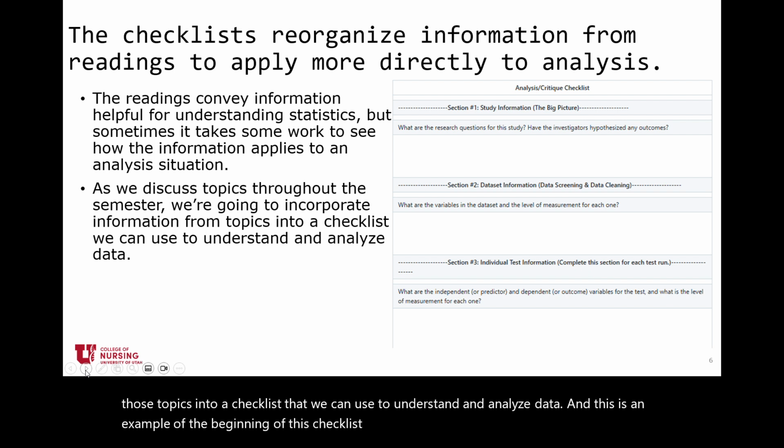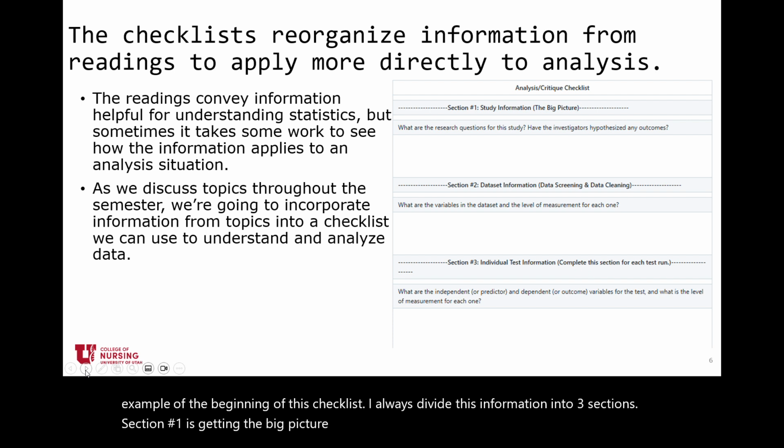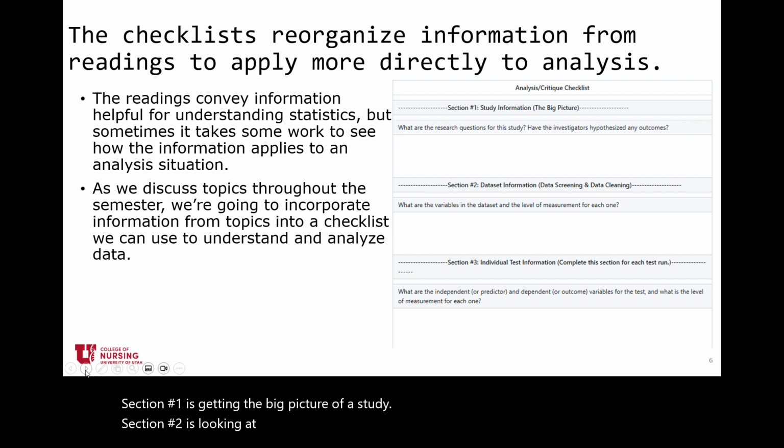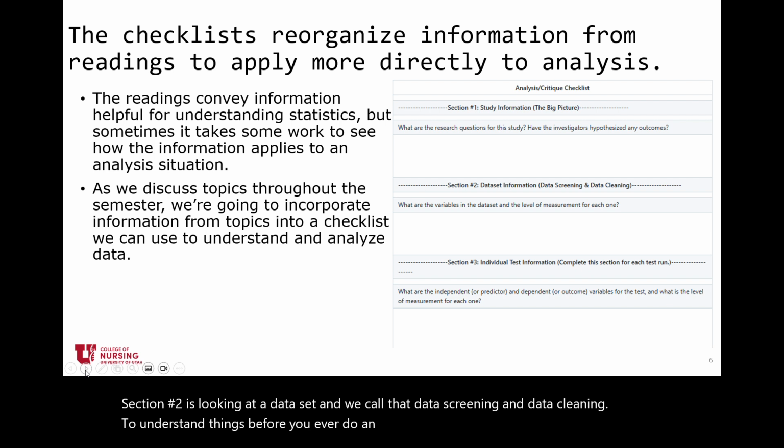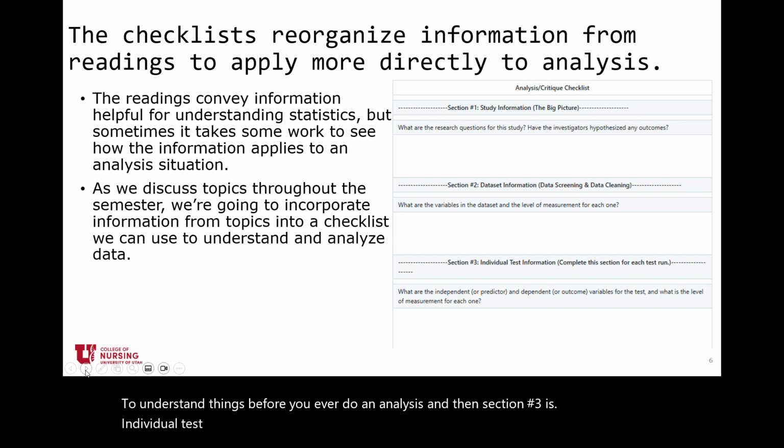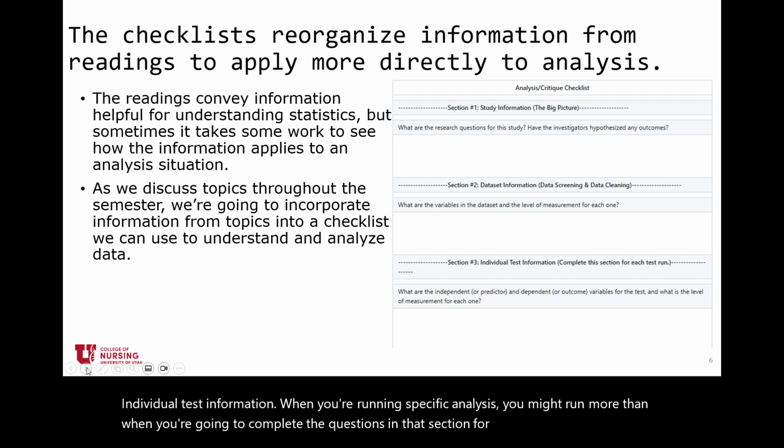I always divide this information into 3 sections. Section number 1 is getting the big picture of a study. Section number 2 is looking at a data set, and we call that data screening and data cleaning, to understand things before you ever do an analysis. And then section number 3 is individual test information. When you're running specific analyses, you might run more than one. You're going to complete the questions in that section for each test that you run.